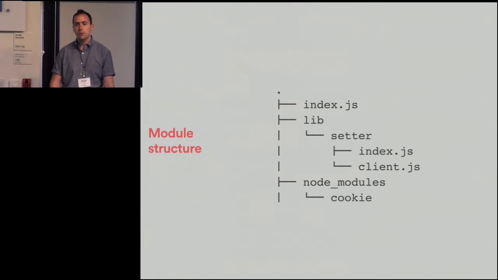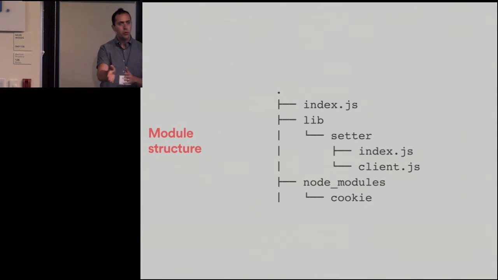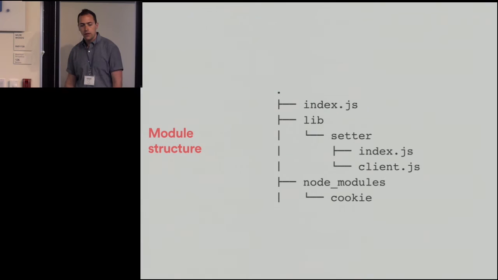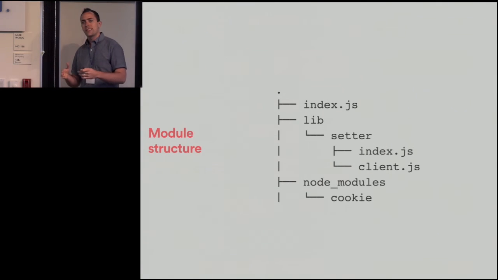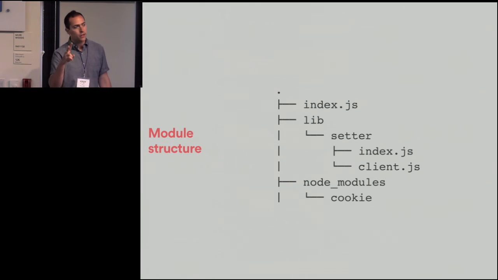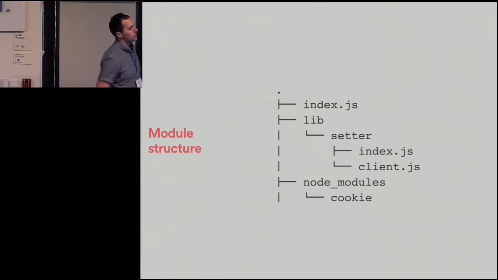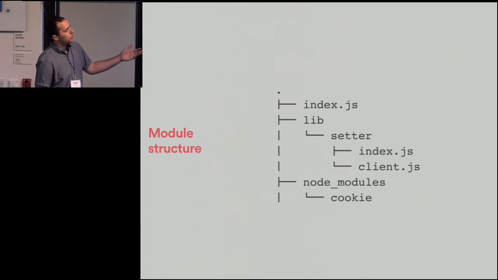But here's the module structure. So we've got our index.js file. That's like the entry point, the main file. And then we've got a lib directory. And in the lib directory, I've got a setter directory. And the setter, that's the implementation of setting the cookie. And there's two files. There's an index.js, which is the default implementation. And then there's the client.js, which is the browser-specific implementation. And then we've got our node modules directory with our cookie dependency inside of it.